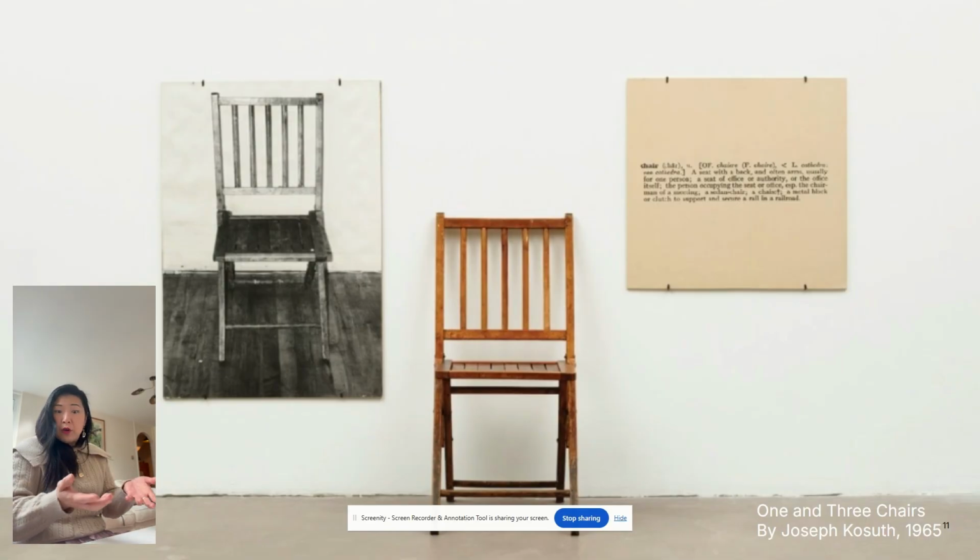A chair is a solid product, it's a useful product, and in economics we say a chair has utility because you can sit on it.